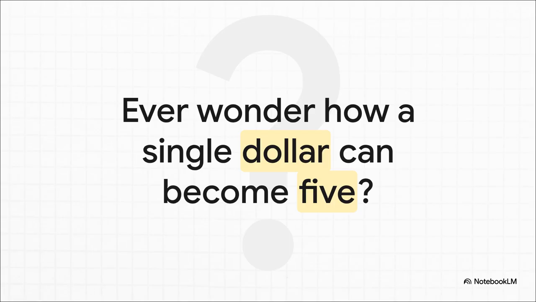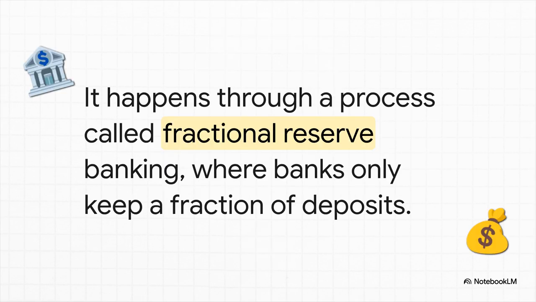trick. How on earth can the banking system take a single dollar, or let's say $1,000, and spin that into $5,000 circulating in the economy? Well, it's not magic. It's actually by design. And the secret lies in a system called fractional reserve banking. Now, all that means is that banks only have to keep a fraction of the money you deposit with them. The rest of it, they get to lend out. And that simple act of lending is what kicks off this whole incredible process of money creation.